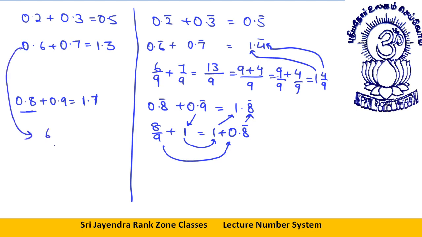If to this 6, I add 7, how will 7 be added? 4, then 3. This becomes a 10. 6 plus 4 becomes a 10. Then it moves to the next level. The next level is 3.